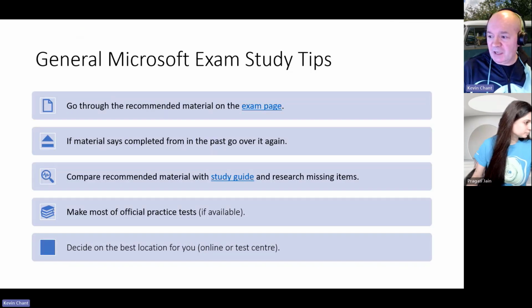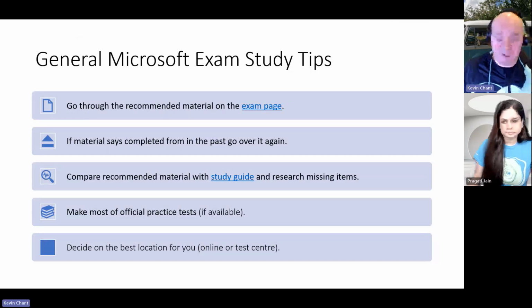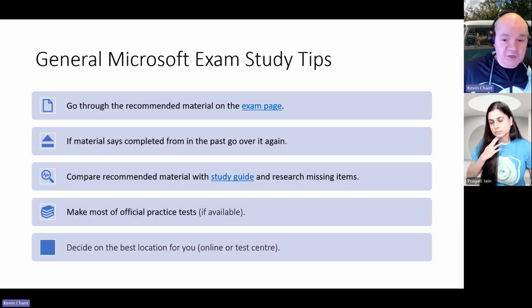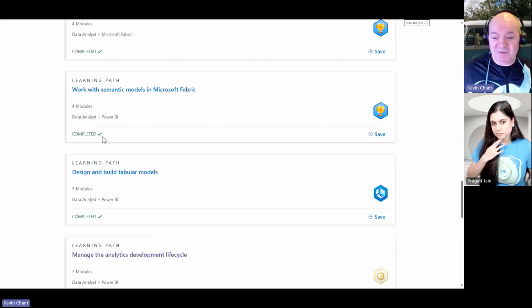So next one is to compare the recommended Microsoft Learn material with what's in the study guide to research missing items, or items that have been briefly touched upon. A really good example, and Pragati did steal my thunder a bit earlier, is the Power BI project.